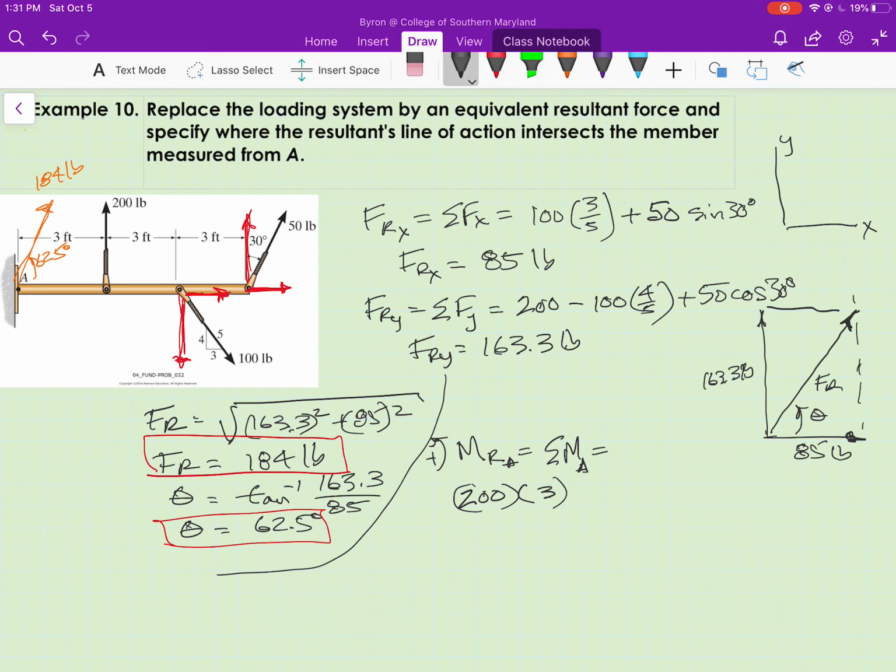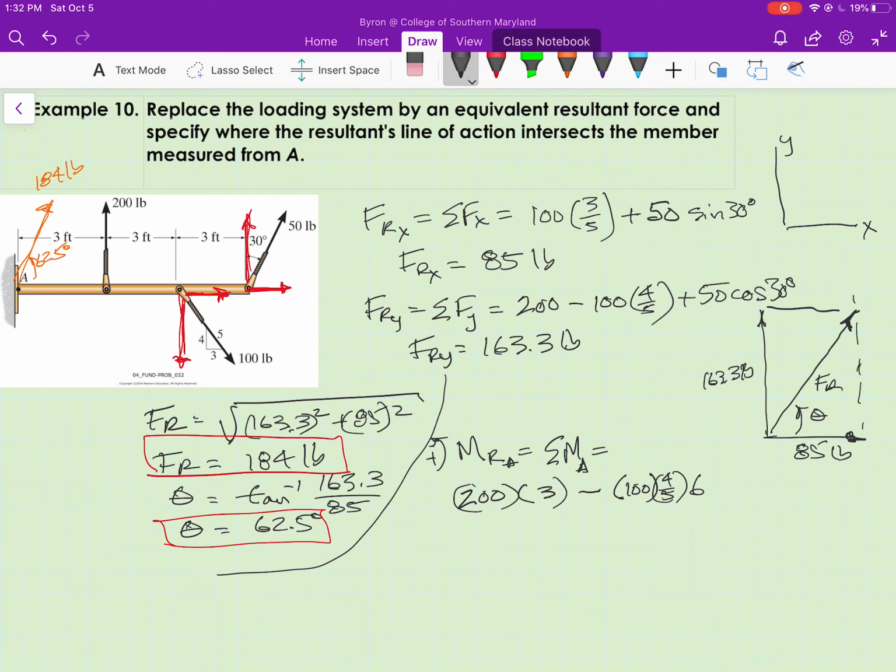The x component does not contribute anything to the moment since its line of action acts through A, but the y component does, and the y component is going to create a clockwise moment. So it's going to be minus its magnitude, which is 100 times 4/5, times the perpendicular distance from its line of action to A, which is 6.